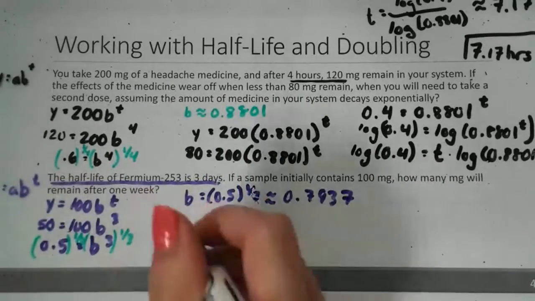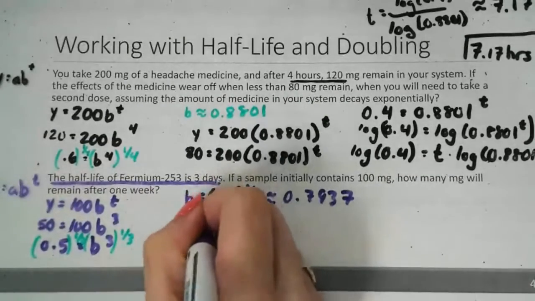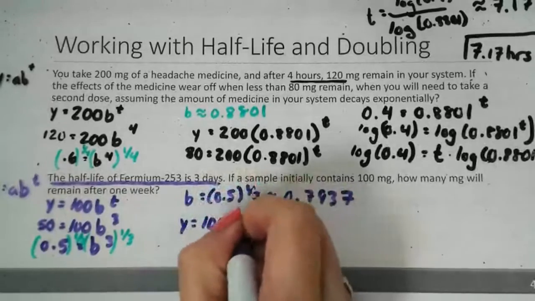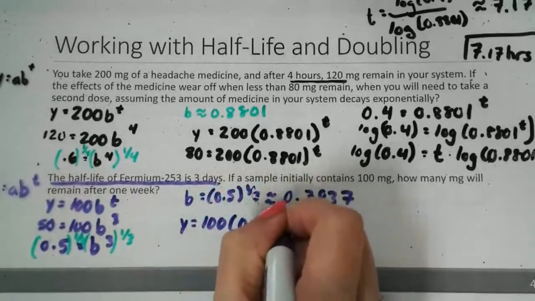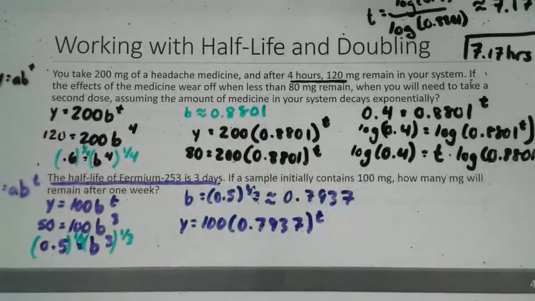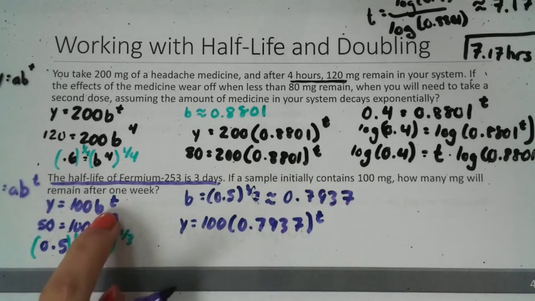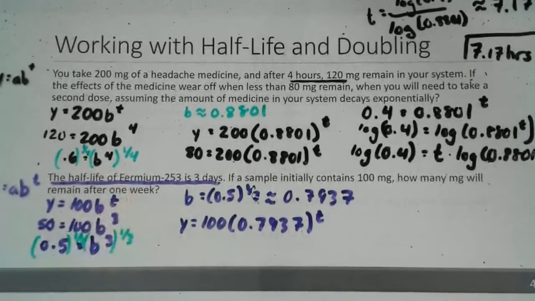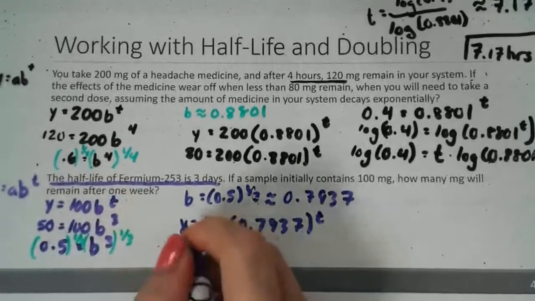So now that we have b, we can plug it in, and we will have y is equal to 100 times 0.7937 raised to the t. We're trying to figure out how many milligrams will remain after 1 week. And we were measuring t, which is time, in days before. So if we're looking at 1 week, that's going to be 7 days.